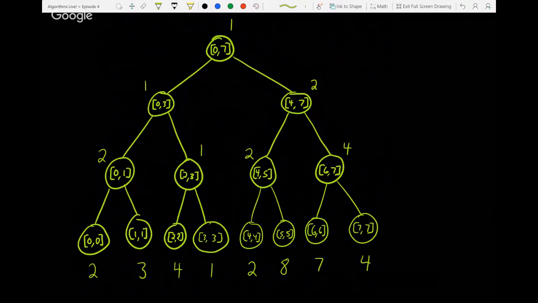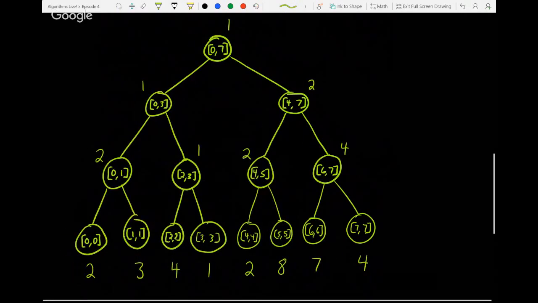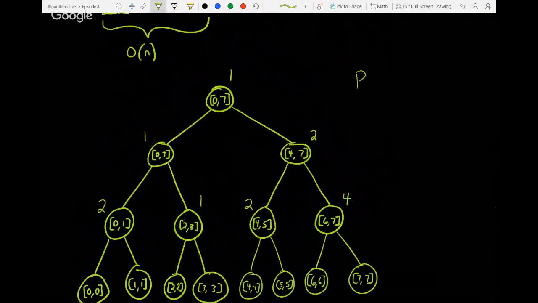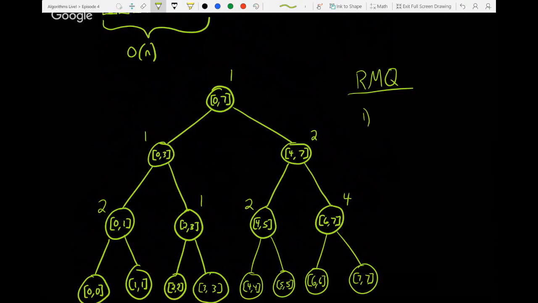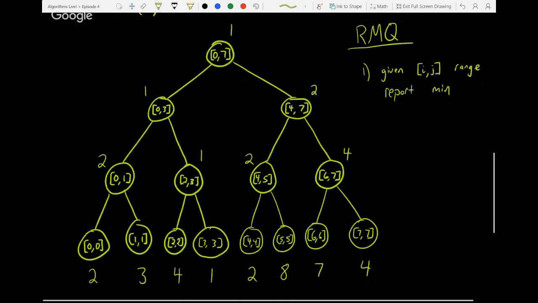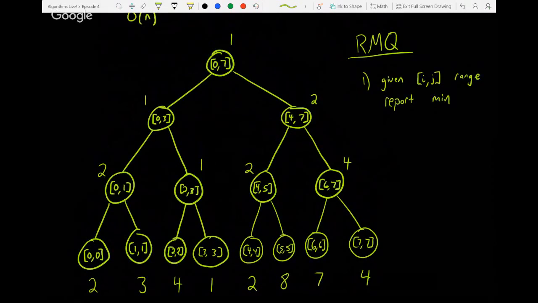Okay, that's all fine and good, but let's say I want to know some information about range minimum queries. So that's what you see with RMQ. How can I use this structure to get information about what's the smallest number stored in some range? So the query looks something like this. Given some range i, j, report min. All right, so let's take a look at some example queries and see how we go about doing this.